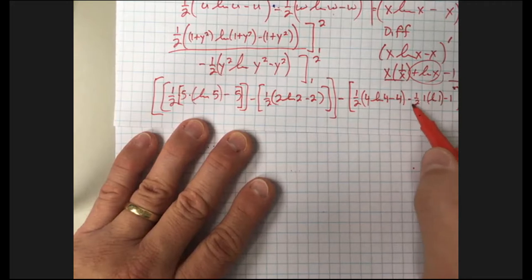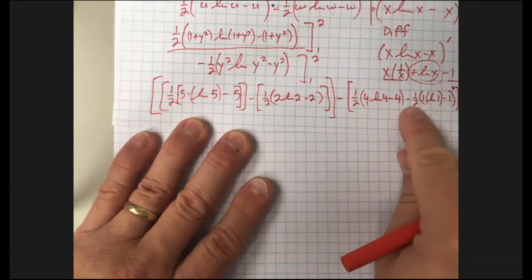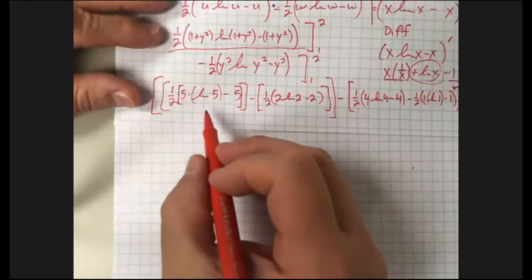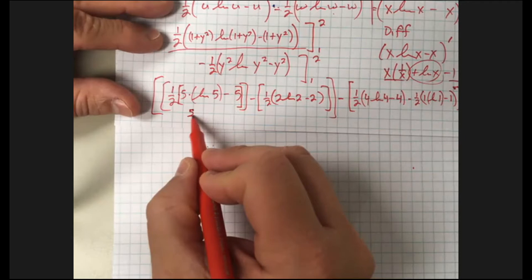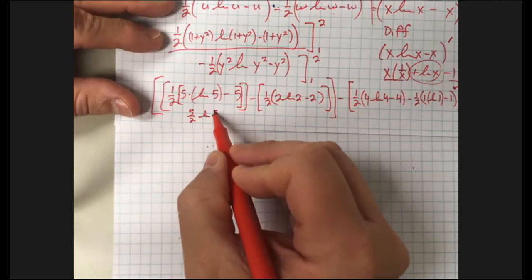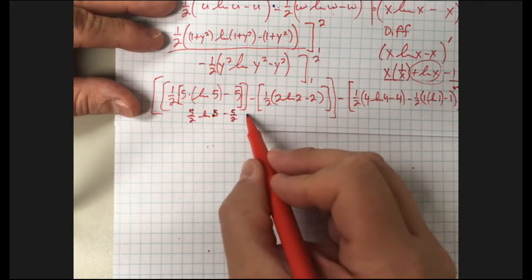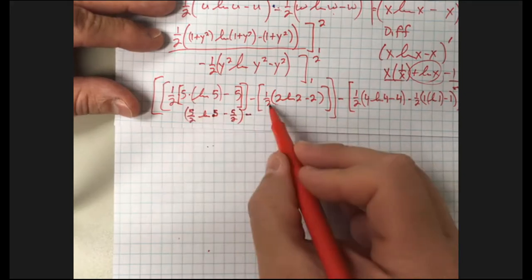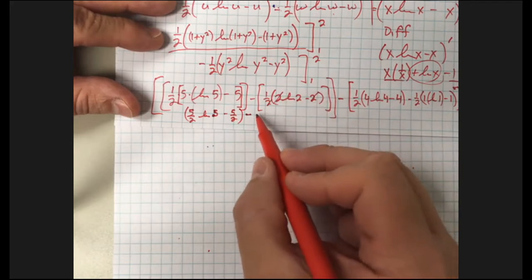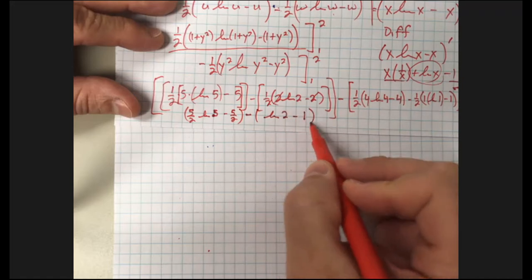The log 1 is 0, so this is just minus 1/2 times minus 1. So let's sort this out right here. 5/2 log 5 minus 5/2. Here's subtract, and the 1/2 cancels this 2 and cancels that 2. So subtract log 2 minus 1.